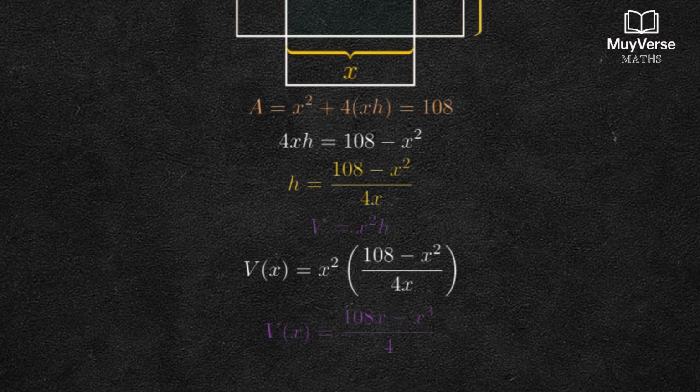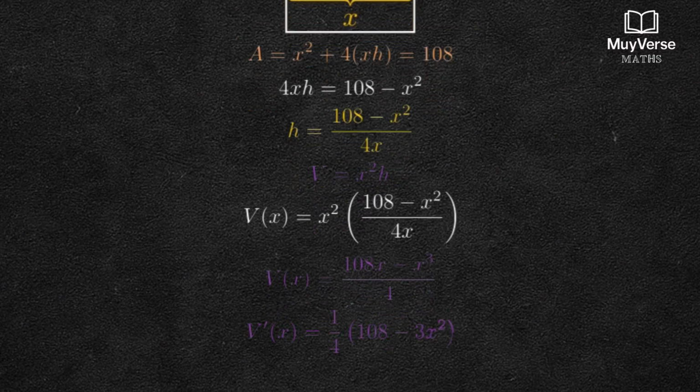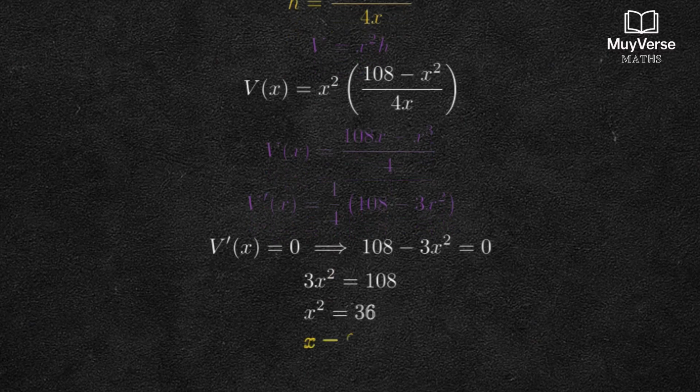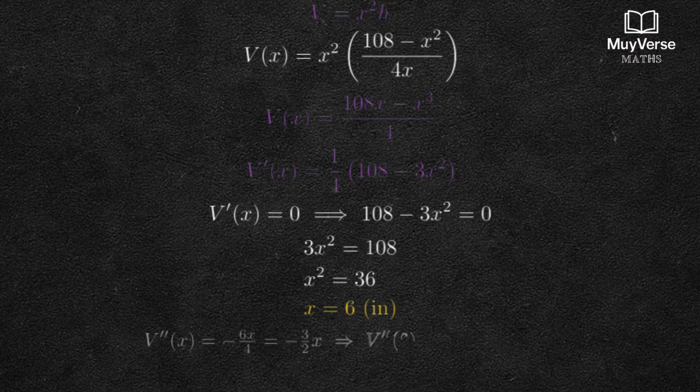Differentiate to find the peak. V prime of x equals 1/4 times (108 minus 3x squared). Set V prime to 0 for critical points. That gives 3x squared equals 108, so x squared equals 36, and x equals 6, the positive solution. The second derivative is negative at x equals 6, so this critical point is a maximum.